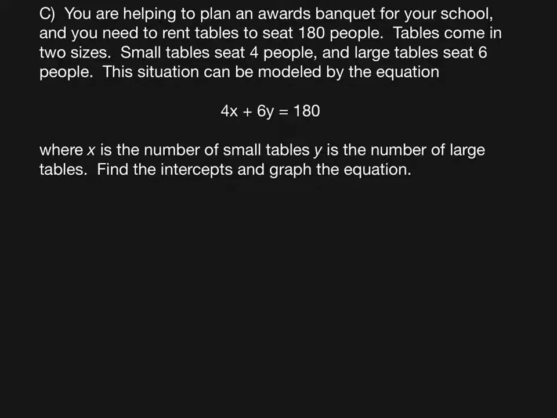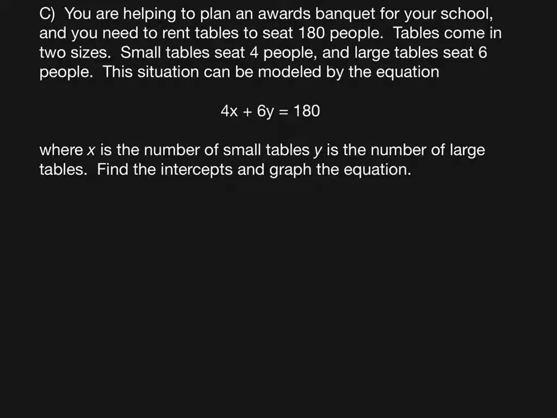All right, let's take a look at one more example before we go. You are helping to plan an awards banquet for your school, and you need to rent tables to seat 180 people. Tables come in two sizes. Small tables seat 4 people, and large tables seat 6 people. The situation can be modeled by the equation 4x + 6y = 180, where x is the number of small tables and y is the number of large tables. Find the intercepts and graph the equation.